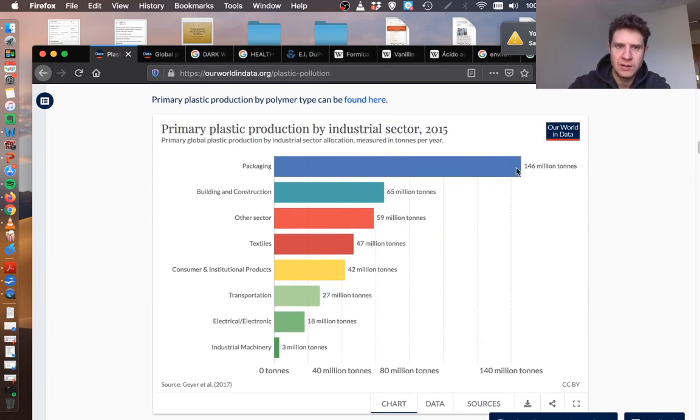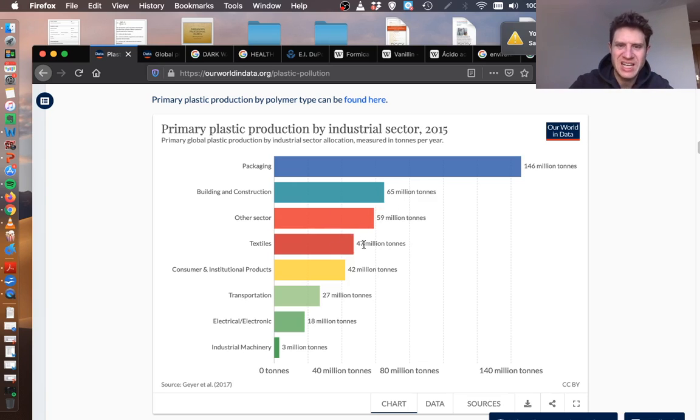So this is a very interesting one. Primary plastic production. The most plastic generated is packaging. I have packaging like this. This is vitamin C in plastic. This is a package. Building and construction, like the buildings, the windows and everything.